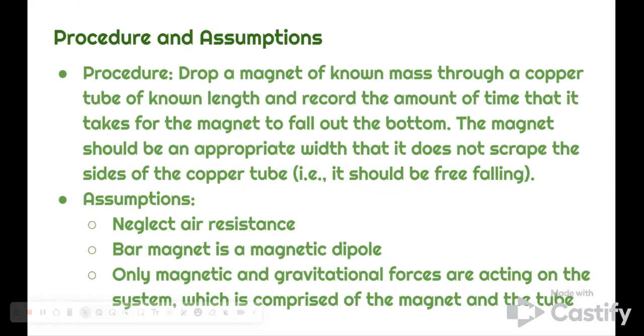So the procedure was pretty simple. Just drop a magnet of known mass through a copper tube of known length and record the amount of time that it takes for the magnet to fall to the bottom. The magnet was an appropriate width so that it didn't scrape the sides of the copper tube. It was free falling. So really the only thing braking it, we're going to assume that there's no air resistance, is the magnetic field. We also assume that the bar magnet is a magnetic dipole and that only magnetic and gravitational forces are acting on the system, which is only comprised of the magnet and the tube.